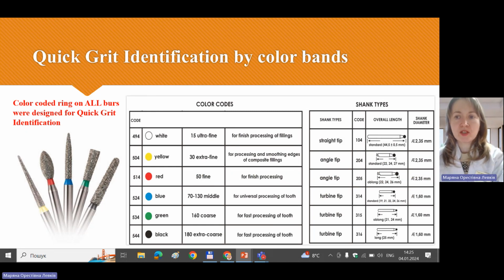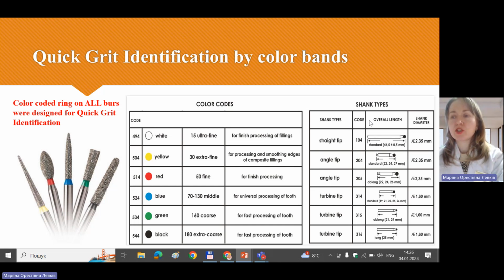Quick grit identification by color bands. So color-coded rings on all burrs were designed for quick grit identification. As you can see, different colors identify the size of the diamond grit on the working end of the burr. So white for finishing, processing of fillings, yellow for processing and smoothing edges of composite fillings, red for finishing processing, blue for universal processing of the tooth, green for fast caries cavity preparation, black for fast cavity preparation, and it is considered the most universal one that fits every clinical case and will remove the decay effectively.